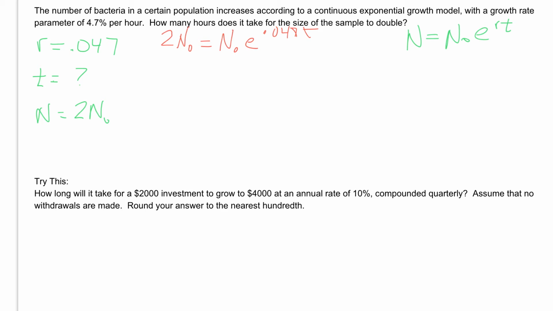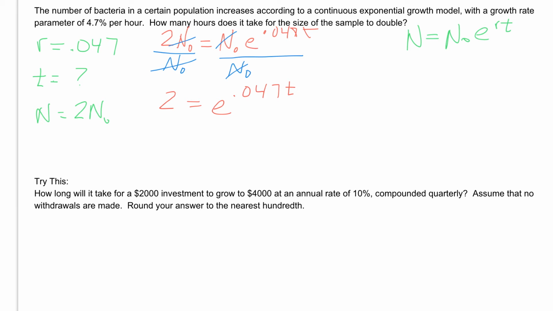Next, we can get rid of the N sub 0 because our goal is to get this base and its exponent by itself. So I'm going to divide by N sub 0 on both sides. And when that happens, this N sub 0 cancels out with that one, and those cancel as well. And we get 2 equal to E to the 0.047 T.